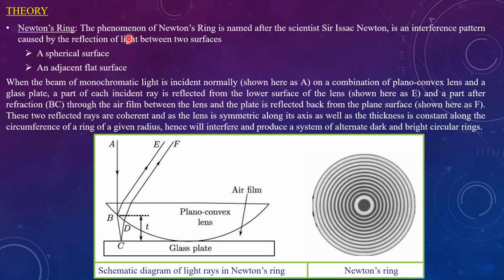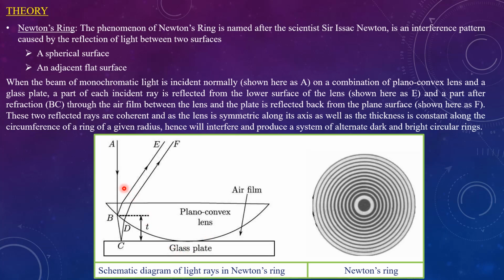Theory. The phenomenon of Newton's ring is named after the scientist Sir Isaac Newton, which is an interference pattern caused by the reflection of light between two surfaces: a spherical surface, which is the plano convex lens here, and an adjacent flat surface, which is a glass plate here.